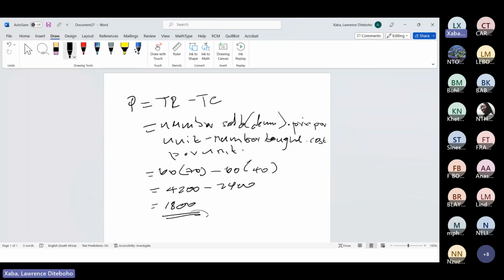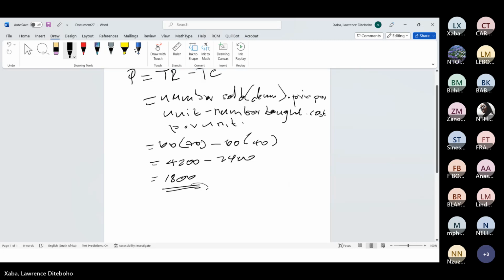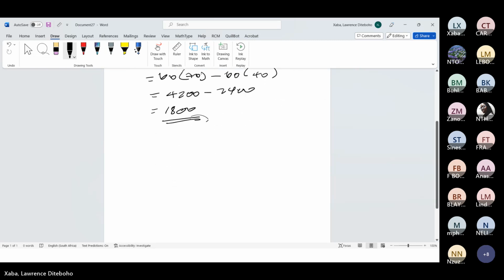Before we go to price ceiling, or we can continue to price ceiling when we meet. If you allow me to continue, I can do that. Should I continue? Yes, please.